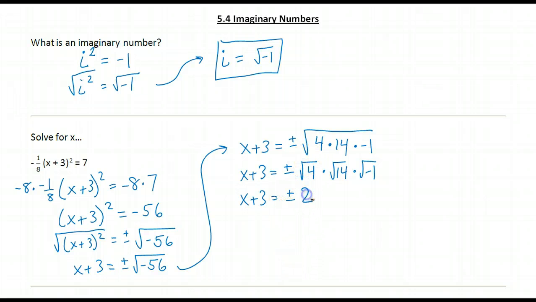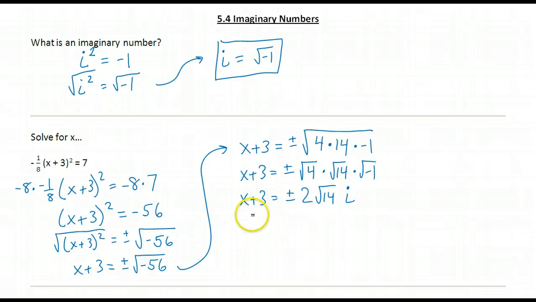The square root of 4 is 2. The square root of 14 is the square root of 14. And the square root of -1 is i. So I simplified the square root of -56 into 2 square root of 14, i. Notice that I can take the square root of this negative number, as long as I include i. i allows this problem to be solvable. Without i, I can't take the square root of a negative number.